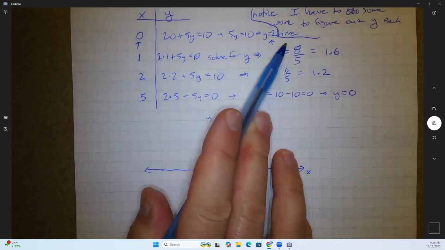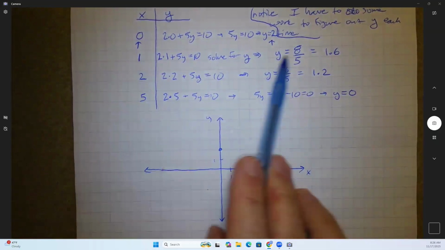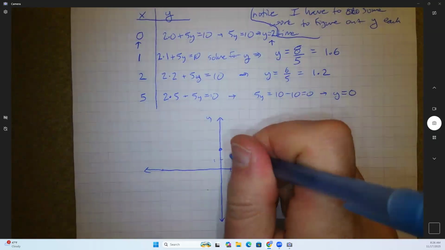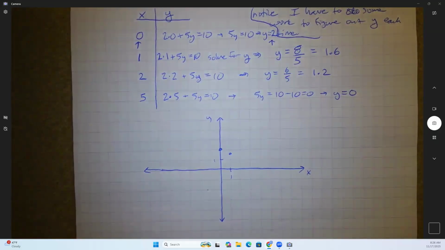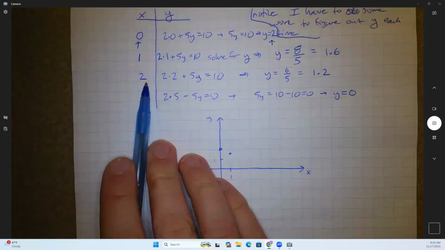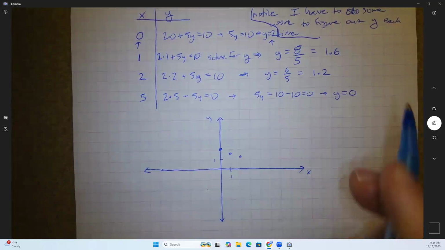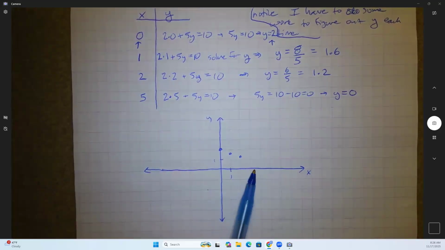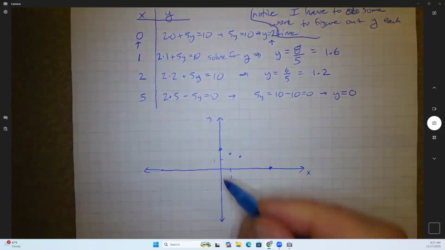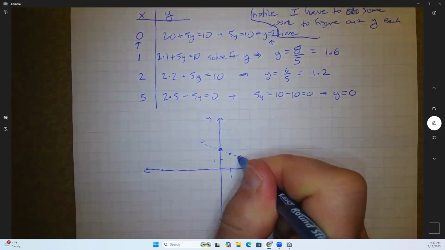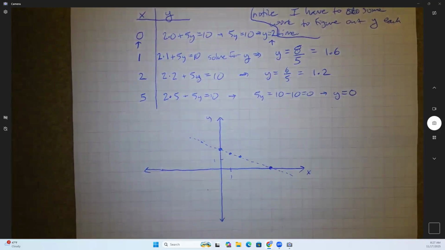When x is 0, y is 2. When x is 1, y is 1.6, which is a little more than 1.5. So I can stick that in there. That's why I'm on a grid, so I can get close. When x is 2, y is 1.2, so it's going to be like there. And when x is 5, 1, 2, 3, 4, 5, y is going to be 0. So now I come out here a little bit farther, but I can see these points still all fall on a line. So I still have a linear relationship between x and y.